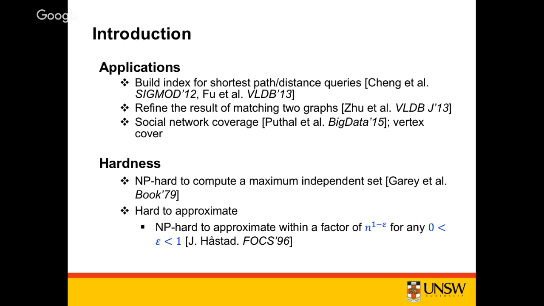But this is a very hard problem. Firstly, it is NP-hard to compute. And also it is hard to approximate, which means that given an arbitrary constant epsilon, it is NP-hard to approximate the result within a factor of n to the power of 1 minus epsilon. This means that we cannot hope to find an approximation with a ratio better than n for an arbitrary large graph.